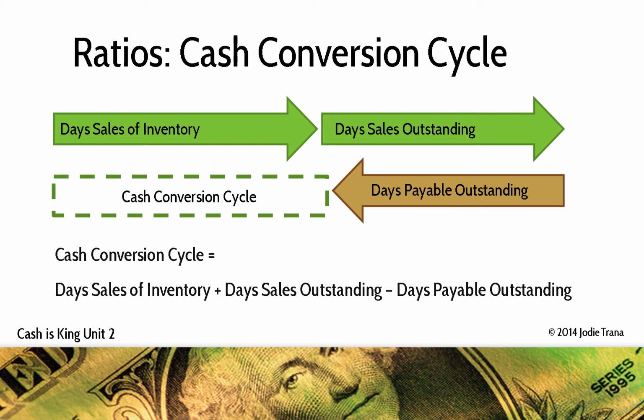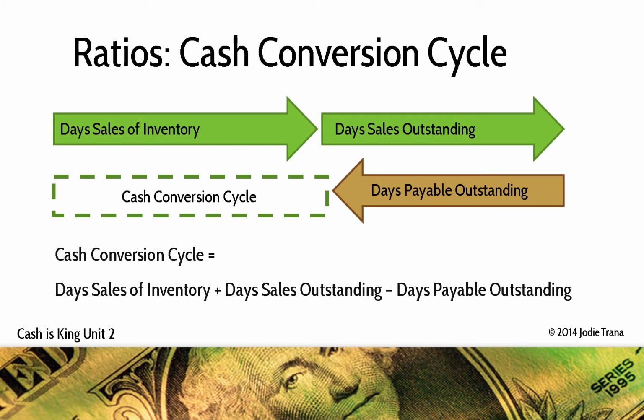The cash conversion cycle is lengthened by days that inventory isn't sold. That's the first arrow. It's also lengthened by days that the money sits in accounts receivable and that the money is not collected from customers. Both of these things put a burden on cash flow.